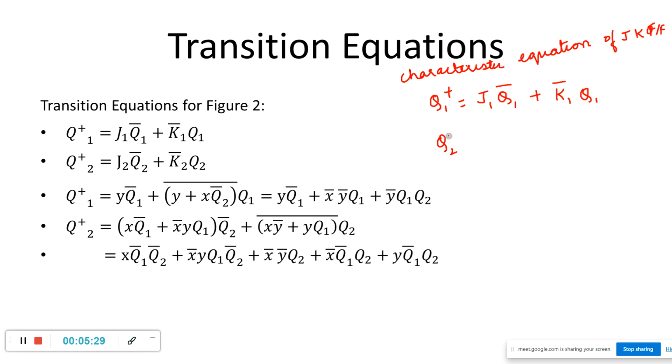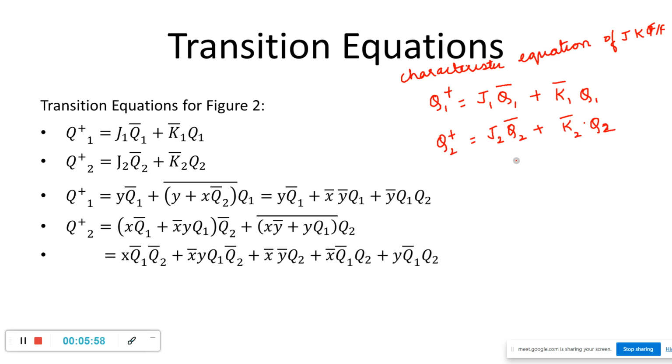Next, Q2 plus is equal to J2 Q2 bar plus K2 bar into Q2. So what is this, students? This is the characteristic equation of the JK flip flop.